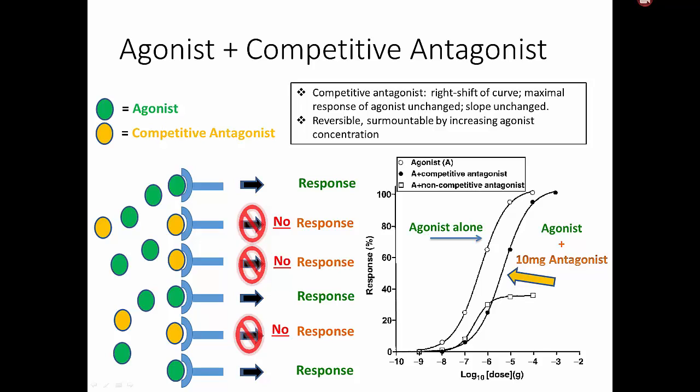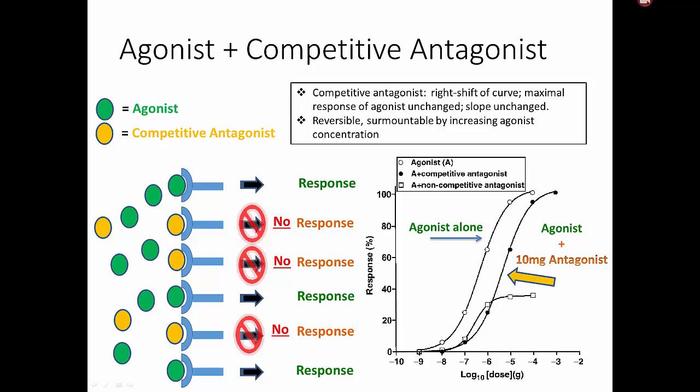Now let us examine the action of a competitive antagonist on the response of an agonist. Both the agonist and the antagonist bind to the same site on a receptor. The competitive antagonist is represented by a yellow dot. When the competitive antagonist binds to the receptor, there is no response, whereas when an agonist binds, there is a response. Once again, the response of the agonist alone is shown on the dose-response graph on the right. In contrast, when a constant amount of antagonist is added to an increasing concentration of agonist, the dose-response curve is shifted to the right. This is illustrated by the orange arrow.